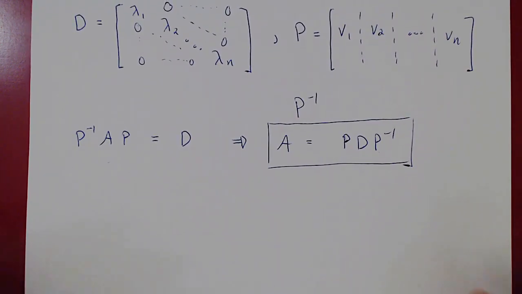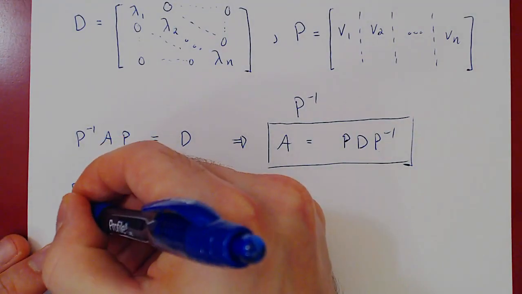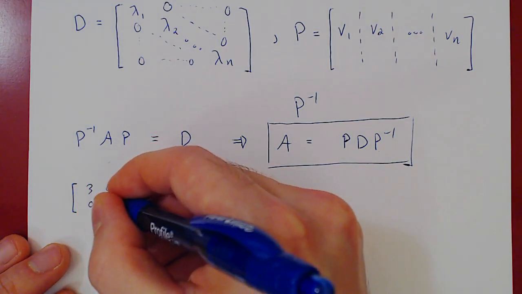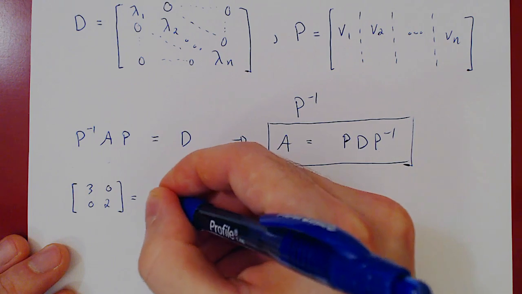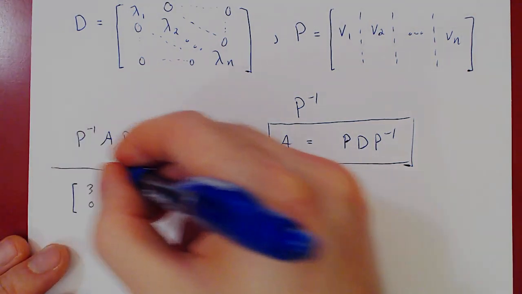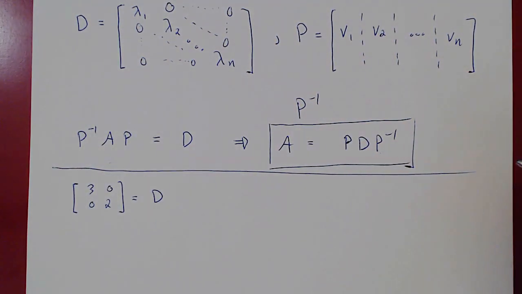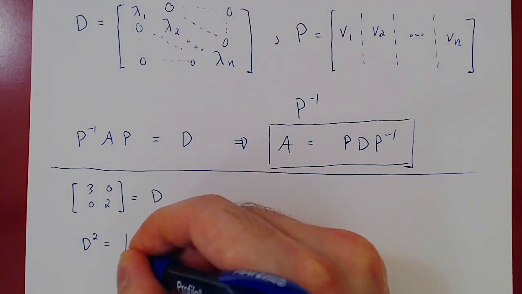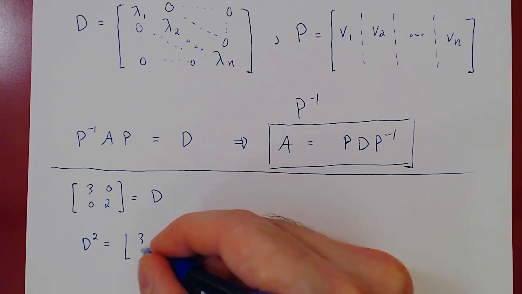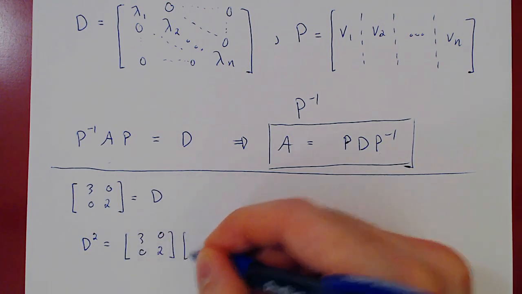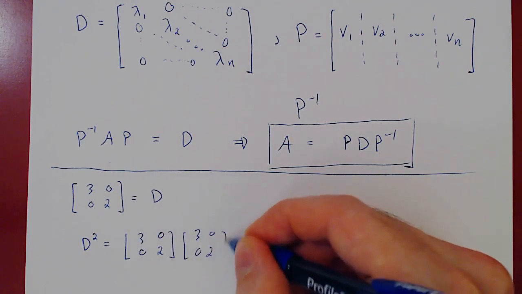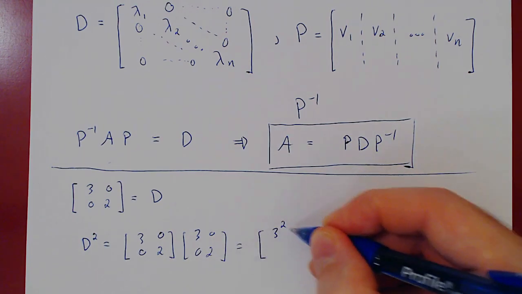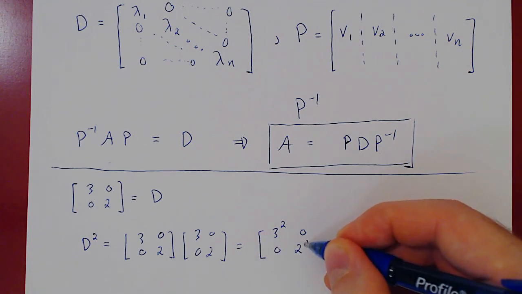Right? Suppose I look at a 2 by 2 matrix, and it is a diagonal matrix. Suppose I go with 3, 0, 0, 2. This would be our D. Let's start taking powers of D. Well, D squared, D times D. So 3, 0, 0, 2 times 3, 0, 0, 2. If you compute this, what you'll find is this will be 3 squared, 0, 0, 2 squared.